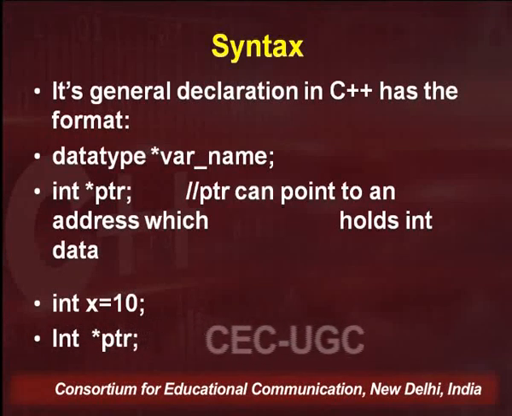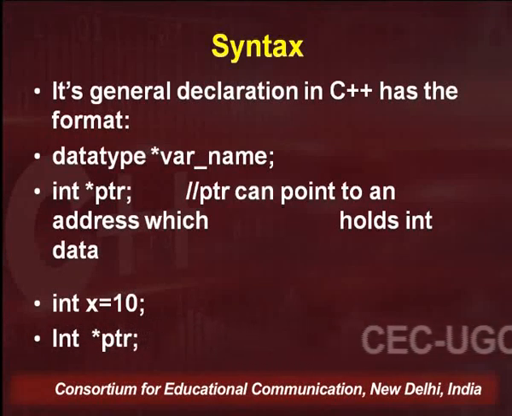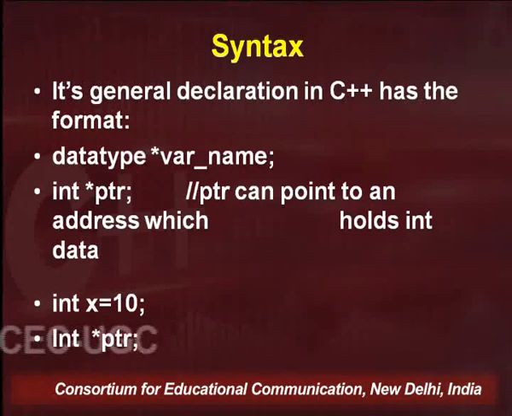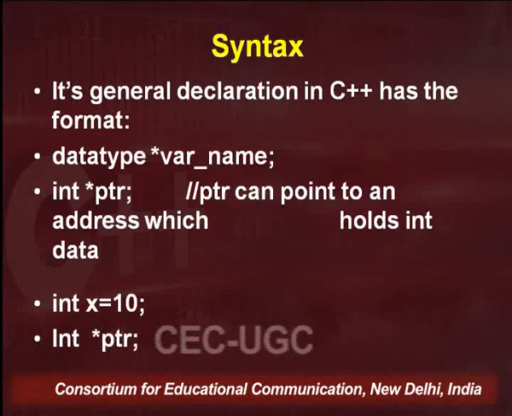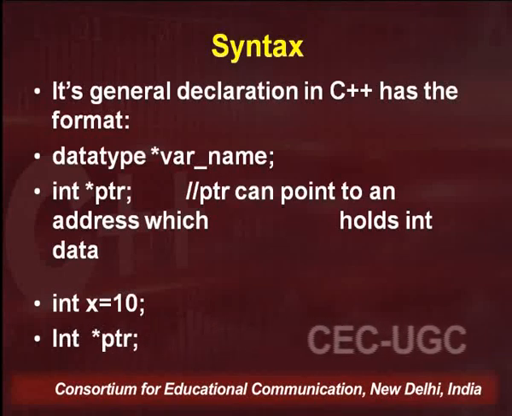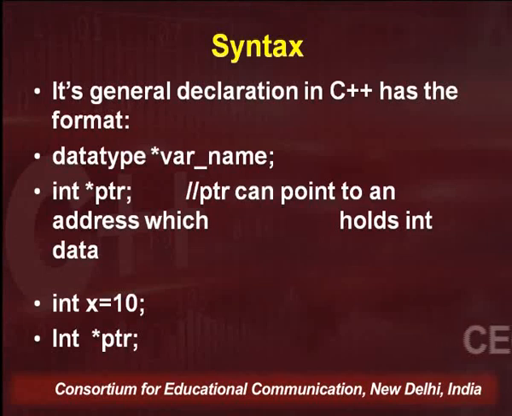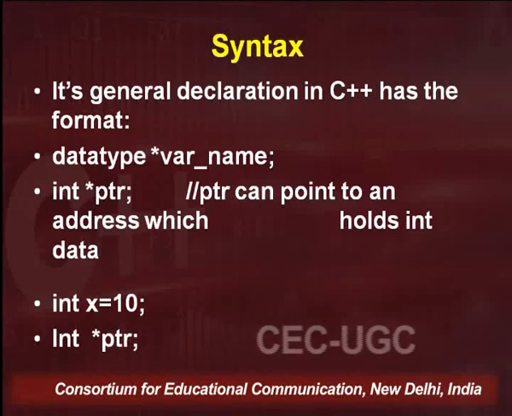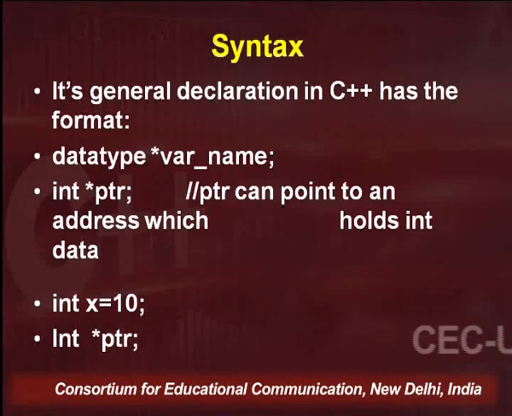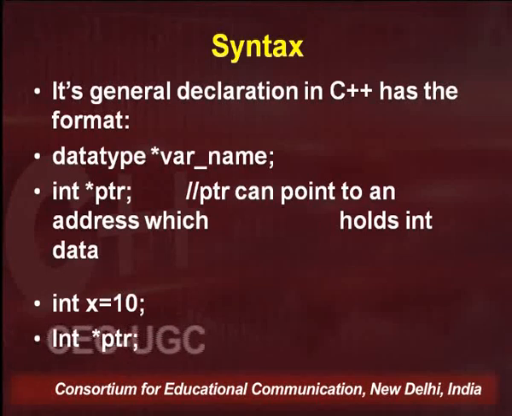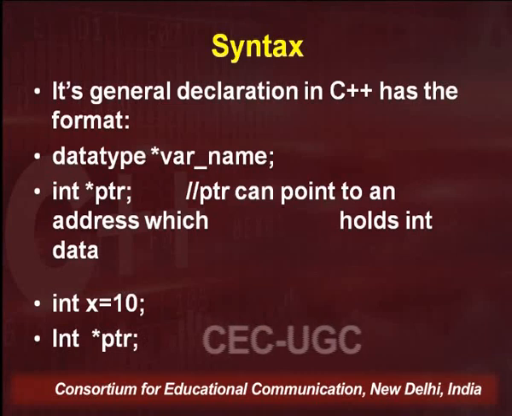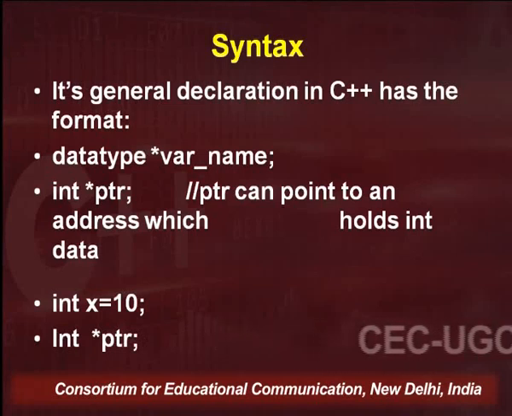Now, while declaring the ptr variable, we have to be sure what kind of address it will hold, or to be more specific, which variable's address ptr is going to hold. That is going to be the data type. For example, here I have planned to store the address of x into ptr. So x is an integer variable, and so ptr is also an integer pointer.